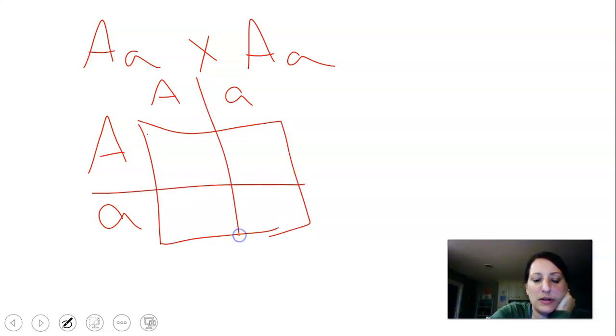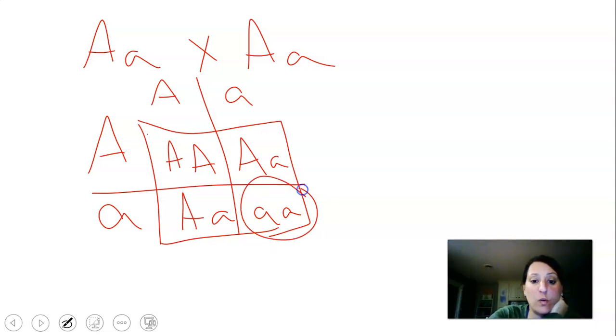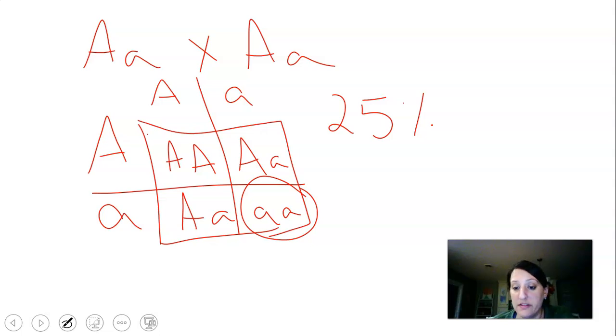Here's my Punnett square. Just 4 boxes. So in my first box here, I'm going to put big A, little a, big A, little a, and little a, little a. Okay, so what was the question? It said, if 2 carriers had children, what are the probabilities of their having offspring with this serious condition? So 1/4 or 25% of their offspring will be born with this serious, debilitating condition.